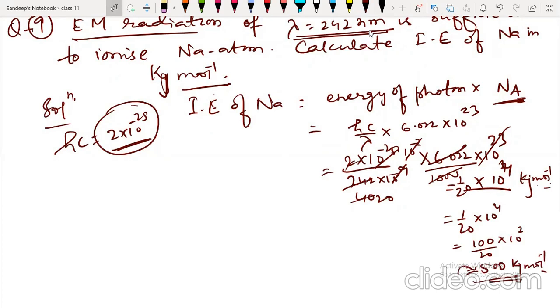Note down. Understood both Bhargav and Siddharth? Yes. Yes, sir. Note down.